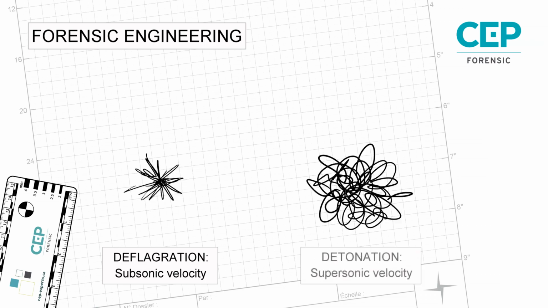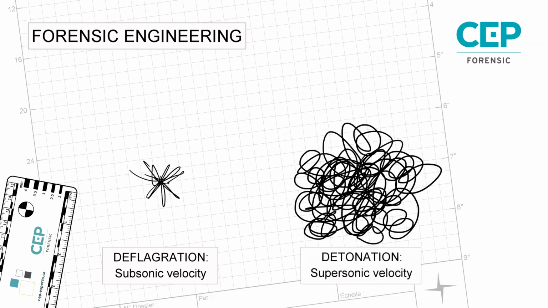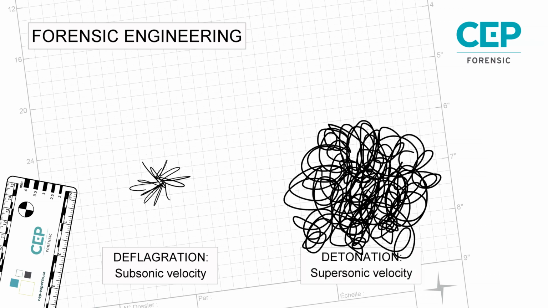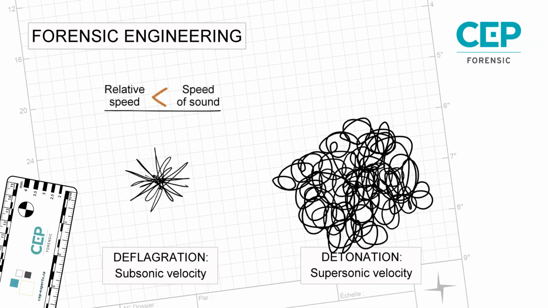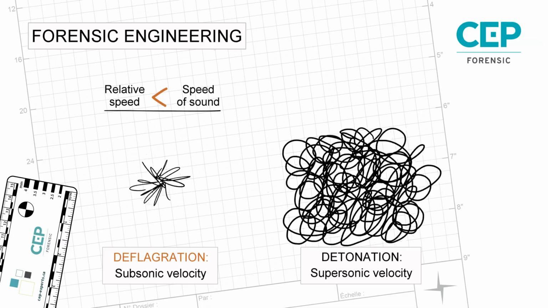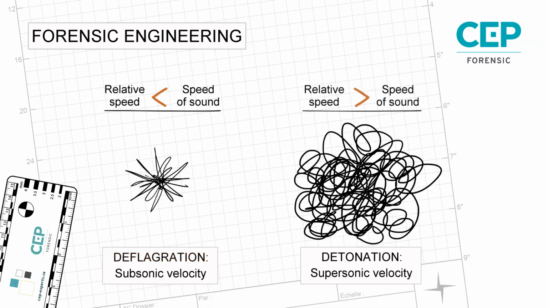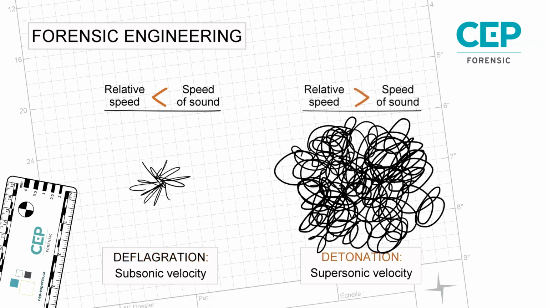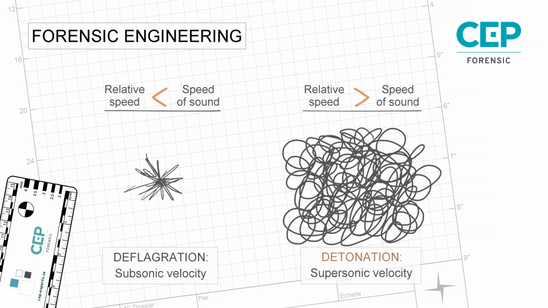Deflagration and detonation are two modes of explosive combustion that release energy. If the combustion front is propagating at subsonic velocity, it's a deflagration. If the combustion front is propagating at supersonic velocity, it's a detonation.